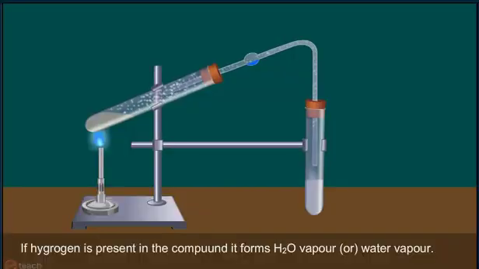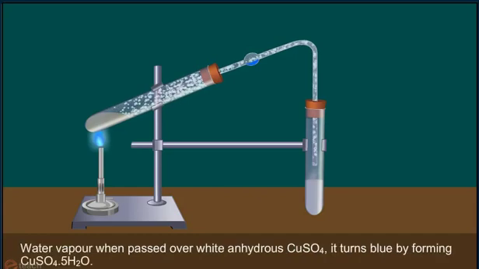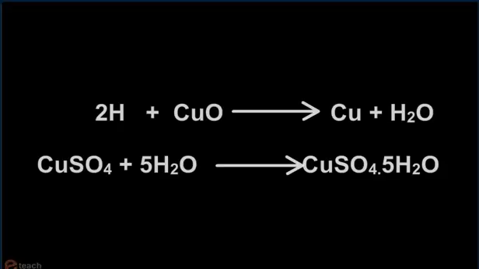If hydrogen is present in the compound, it forms H2O vapor, or water vapor. Water vapor, when passed over white anhydrous CuSO4, turns it blue by forming CuSO4·5H2O. The reactions involved in this process are 2H + CuO gives Cu + H2O, and CuSO4 + 5H2O gives CuSO4·5H2O.